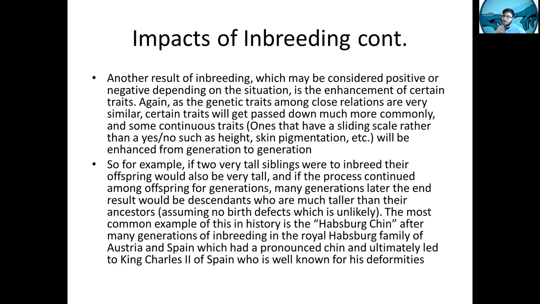After that many generations of inbreeding, it's very unlikely that they won't have some kind of birth defects that might hinder their growth or some other aspect, or they might even die or be sterile. That's unlikely, but it could happen, and they'll be very tall.